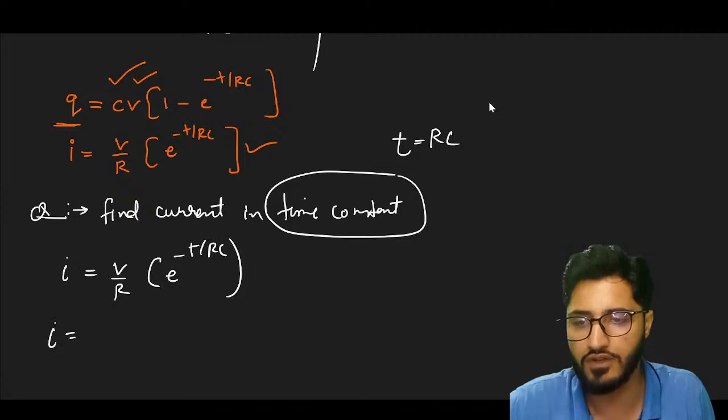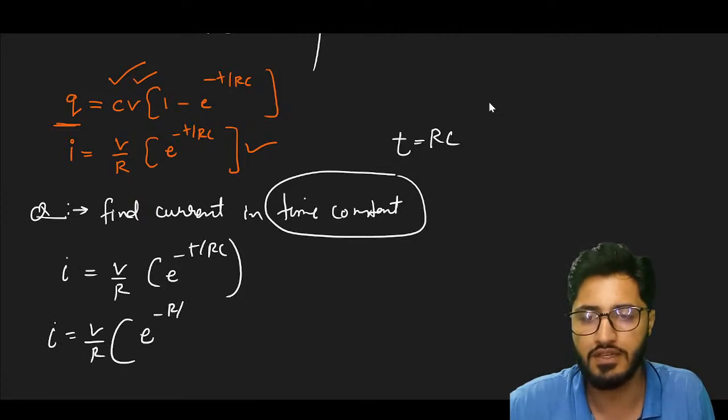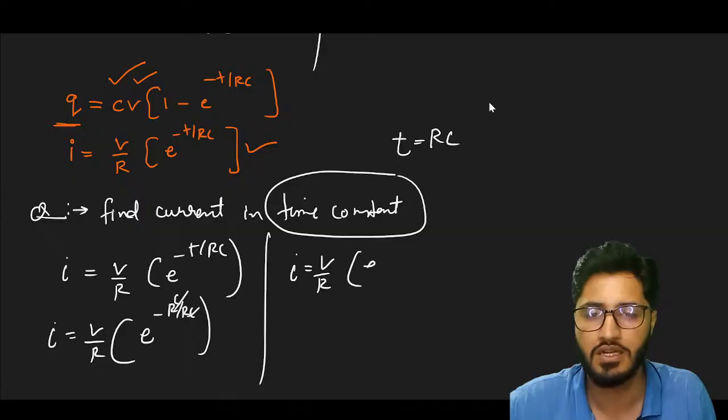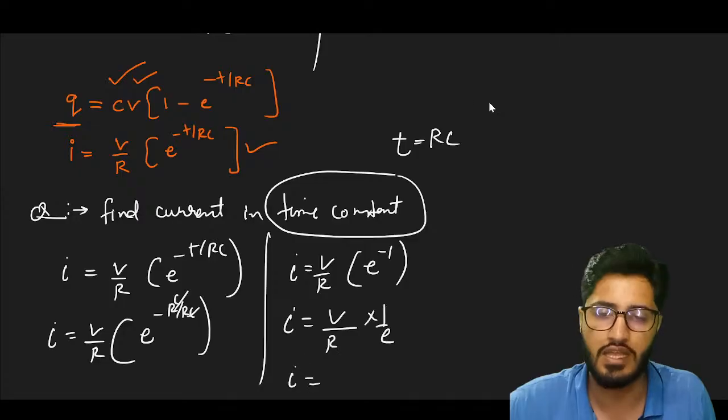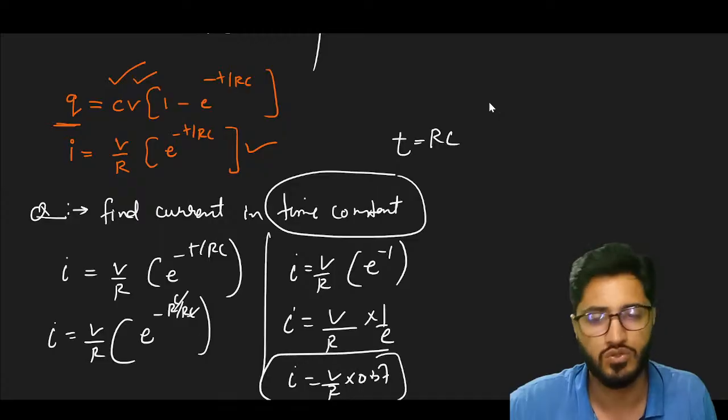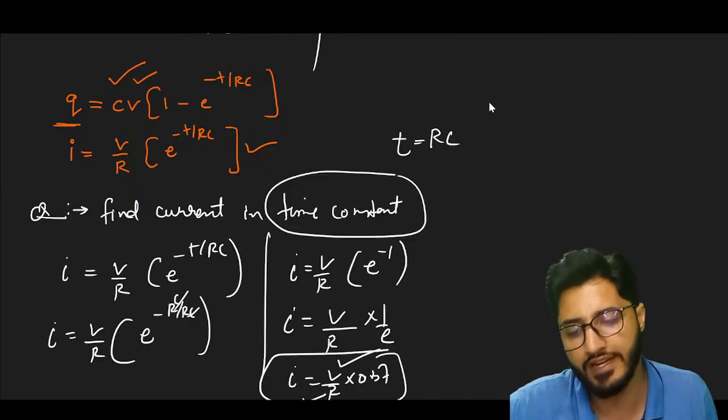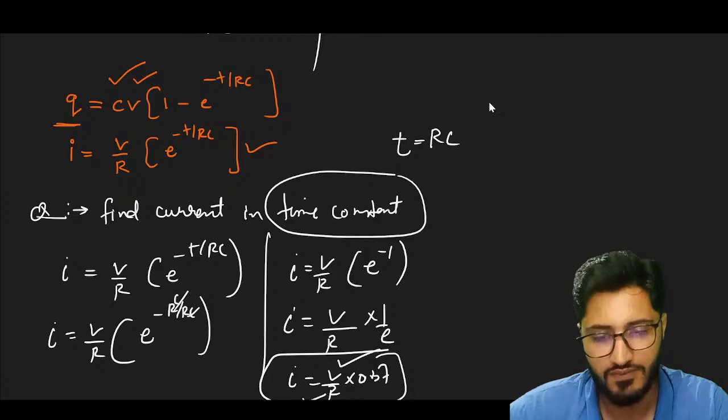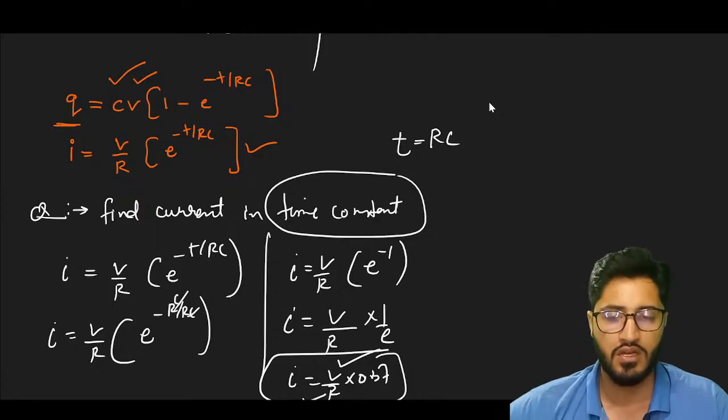So I equals V by R e to the power minus RC by RC. So I can write I equals V by R e to the power minus 1. So I equals V by R into 1 by e. I equals V by R times 0.37. So you will put the value of V and R, and you will get the current I value. Okay.